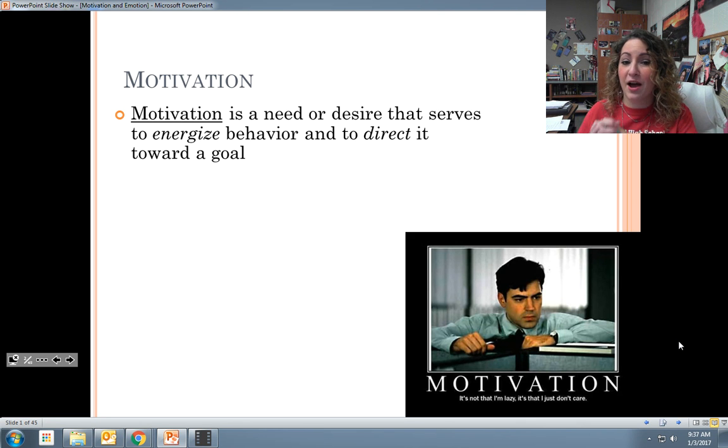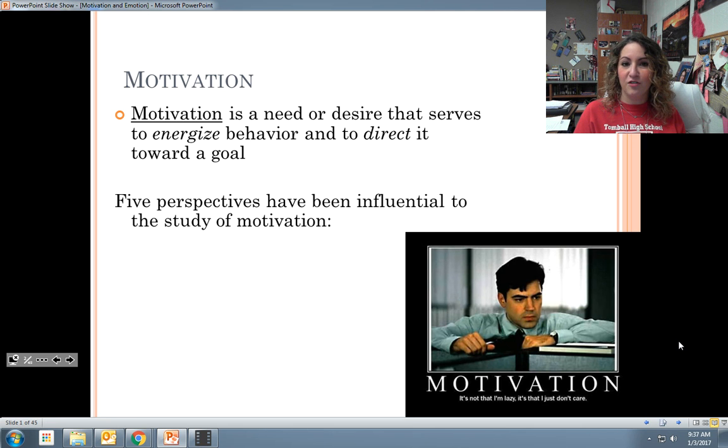Or let's say that you have no energy, but you have all this direction. So you're like, I'm going to clean my room today, but no energy to do it. Probably going to fall asleep on your big pile of clothes that you've been meaning to fold. So you need energy and direction for some sort of motivation towards a goal.